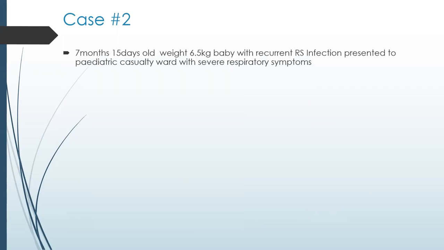Right. My second case is a 7 month and 15 day old child, 6.5 kilogram baby, with recurrent respiratory tract infection, presented to the pediatric casualty ward with severe respiratory symptoms. This child had several episodes within 1 month of respiratory tract infection, treated as recurrent bronchiolitis, and with the treatment the child improved and was discharged, but throughout these 7 months the child had daily symptoms.